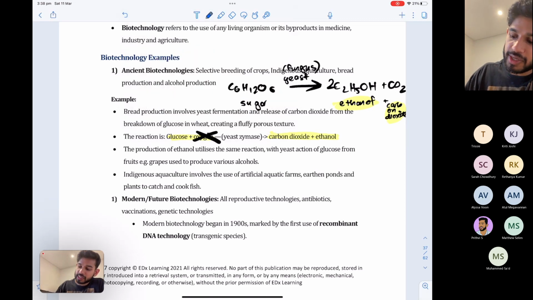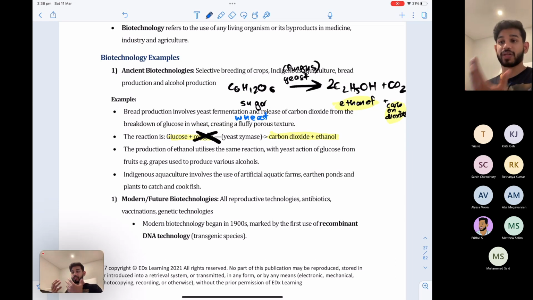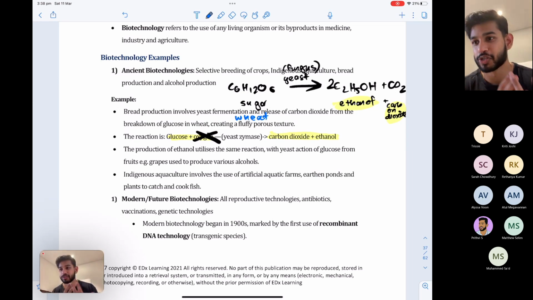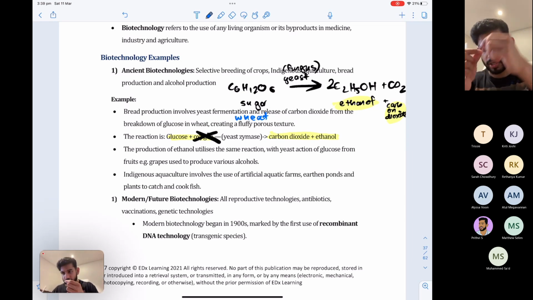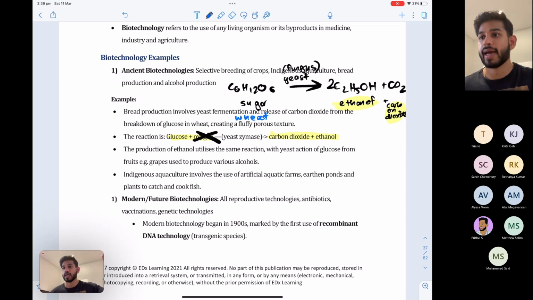The answer is if we expose wheat. So wheat are just plants, and plants contain sugar, right? But the reason we use wheat in this example is carbohydrates are just long chains of sugar. So bread is literally a sugar, but it's just long chains of sugar, hence why it doesn't taste as sweet, but it's still regarded as a carbohydrate.